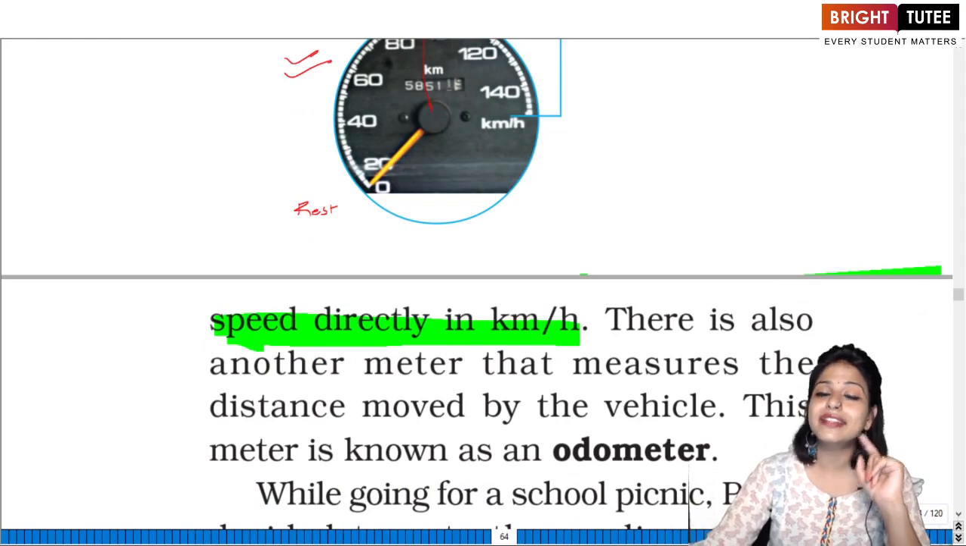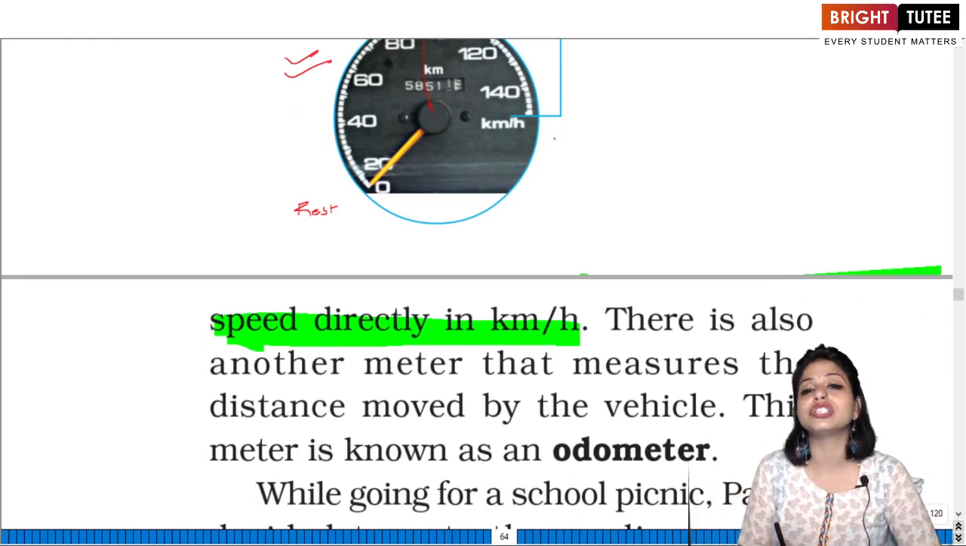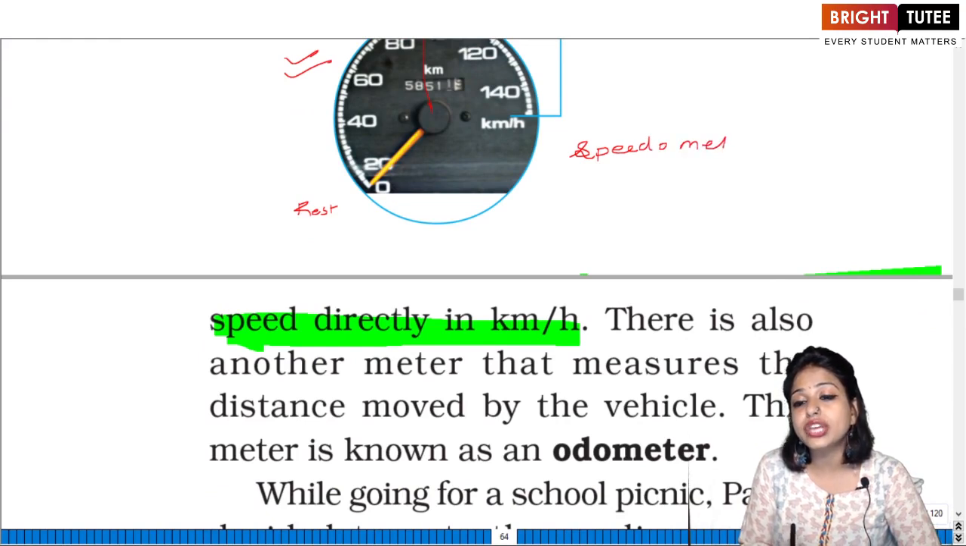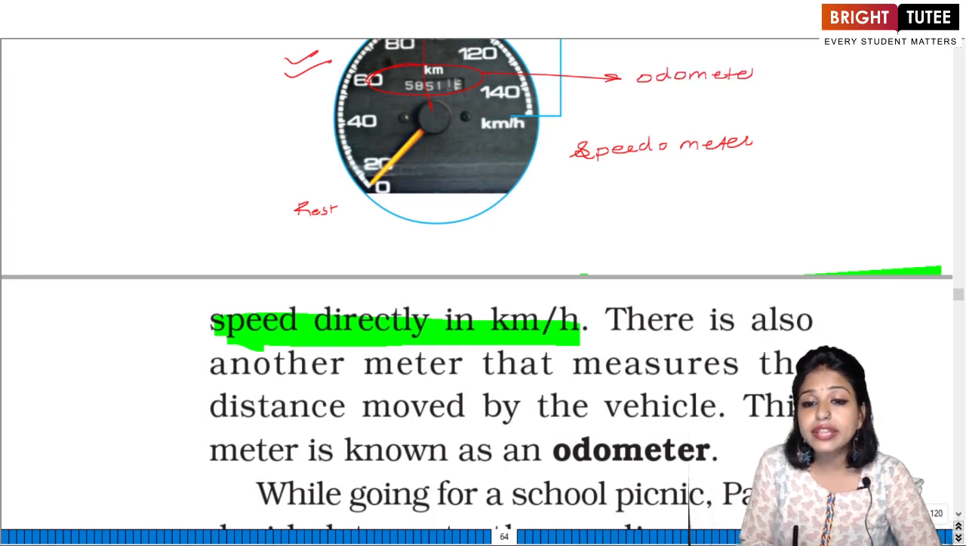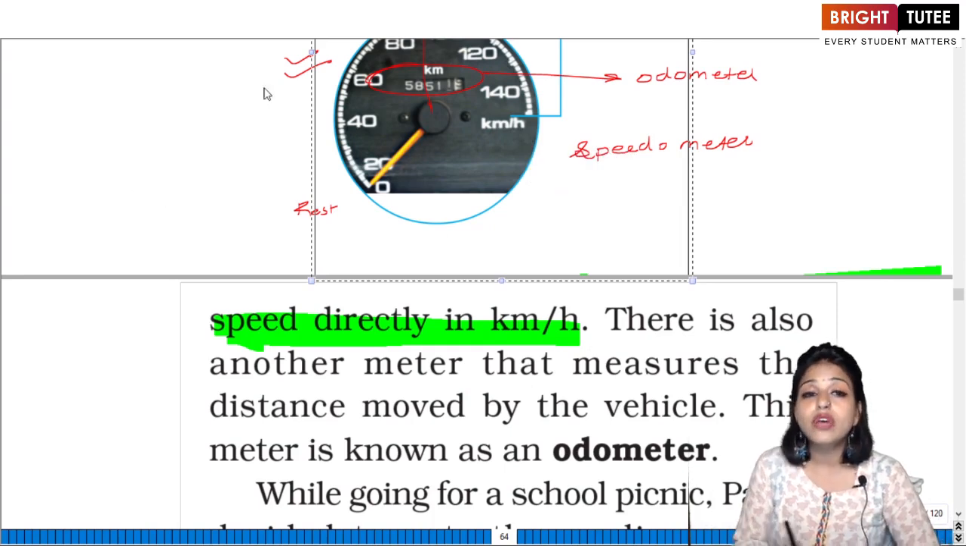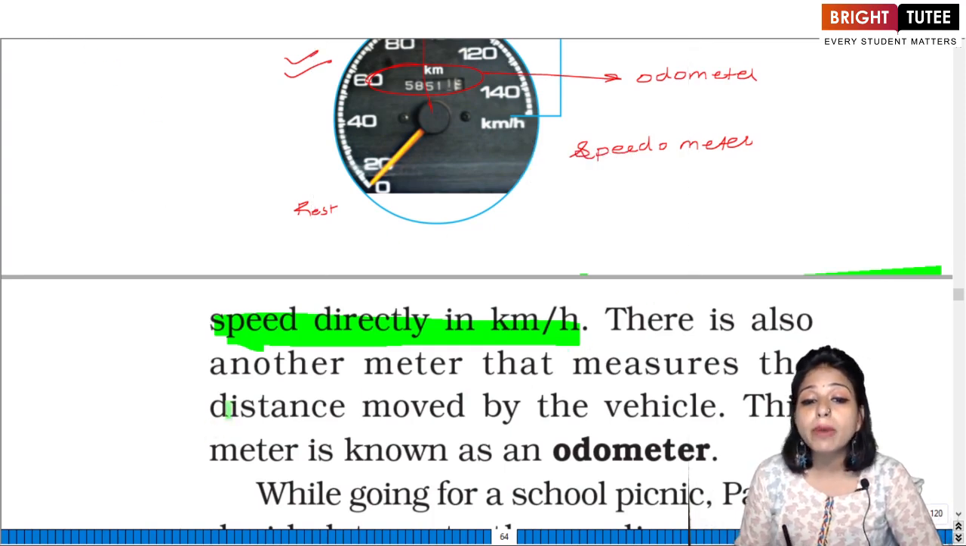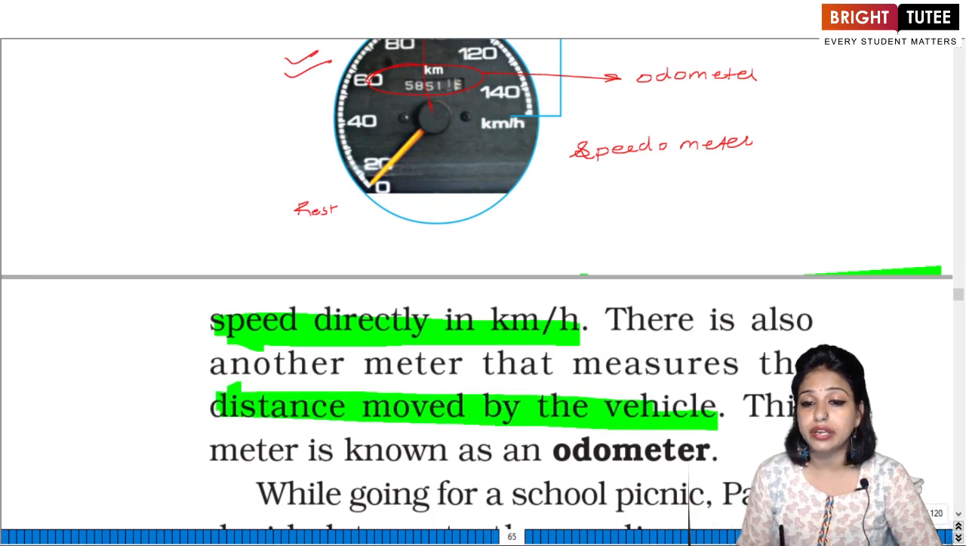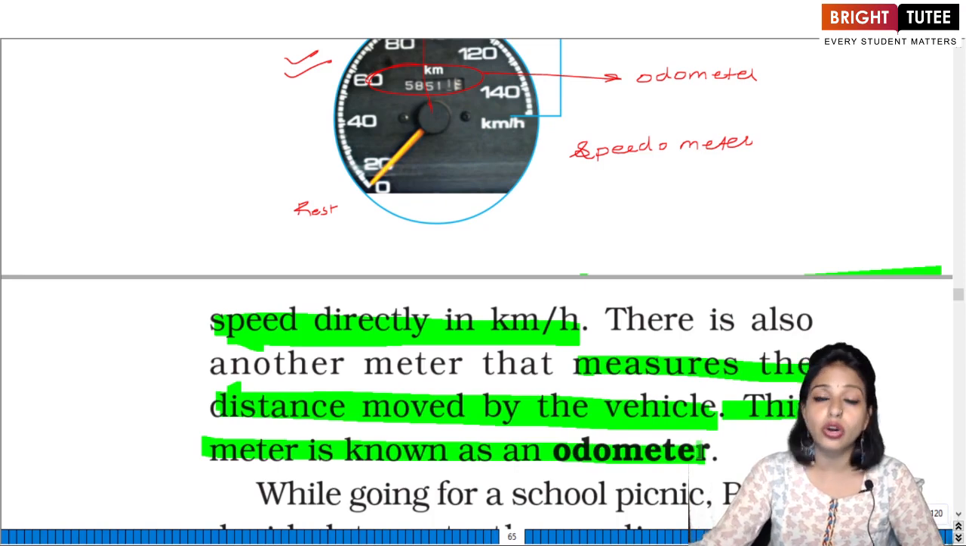So there is also another meter. Now people, this one is called the speedometer. But there is one more meter which can tell you how much distance you have traveled, which is called the odometer. In the dashboard, there is sometimes a similar board or another board which measures how much distance is moved by the vehicle. And that device is called the odometer.